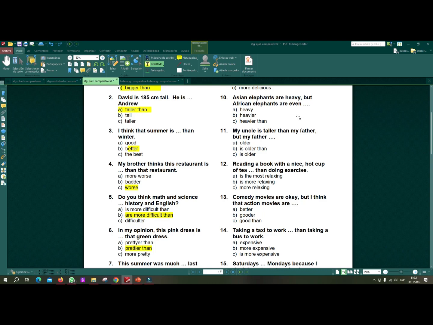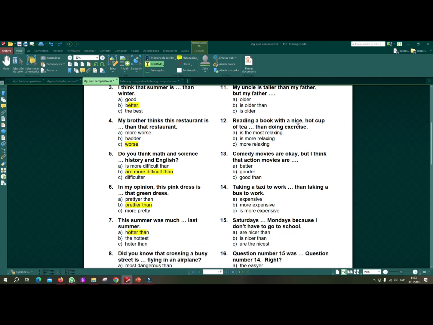C? Letter C, yes. We can say heavier than, but here we have just are even, right? So in this case, you just need to use heavier, right? So that is letter B. My uncle is taller than my father, but my father, what about 11? Which could be the answer for the number 11? A, B, or C?